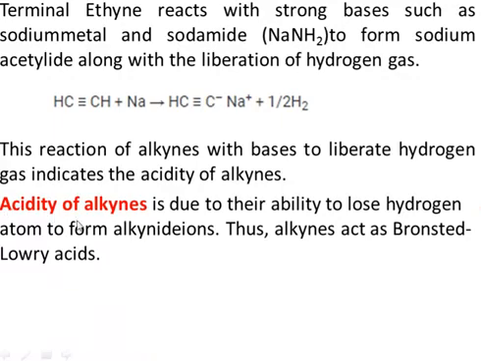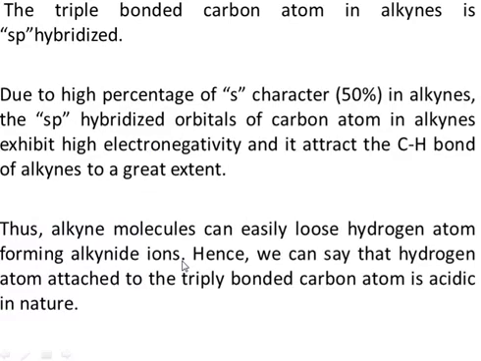So these are proton donors, and since they are proton donors, they act as acids, right? So they act as Lowry-Bronsted acids. The triple bond is sp hybridized. Due to the s character, which is 50% in alkynes, this sp hybrid orbital exhibits higher electronegativity, right? And because of their high electronegativity, they attract the C-H bond electrons towards the center, right?